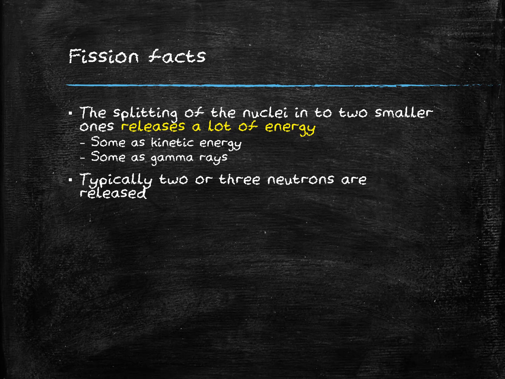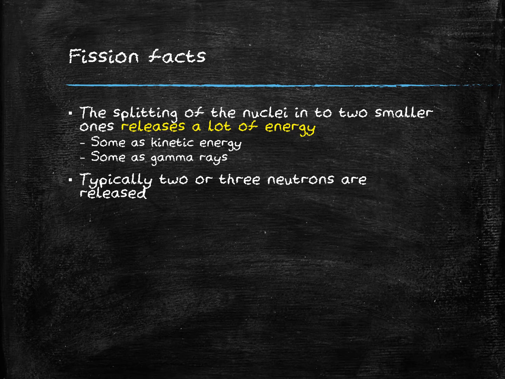There are two or three neutrons released. It can be one, it can be the other. It depends on the fissile material involved, and even then there's a probability of it going to either two or three, depending on what the two smaller nuclei are. There's no hard and fast rule here, but you do need to know that it is two or three neutrons released.